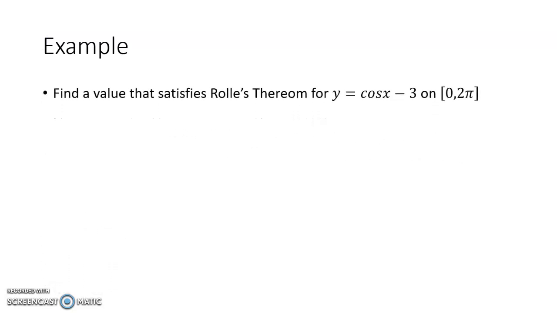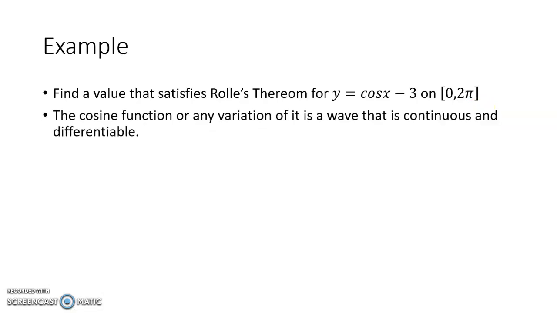Okay, y equals cosine of x minus 3 on the closed interval 0 to 2 pi. Now, a cosine wave, if you mess around with its amplitude, its period, its phase shift, or its midline, it's still going to be a wave. Waves have no sharp corners, no breaks, and no asymptotes. So it's going to be continuous and differentiable. Therefore, we can use Rolle's theorem.